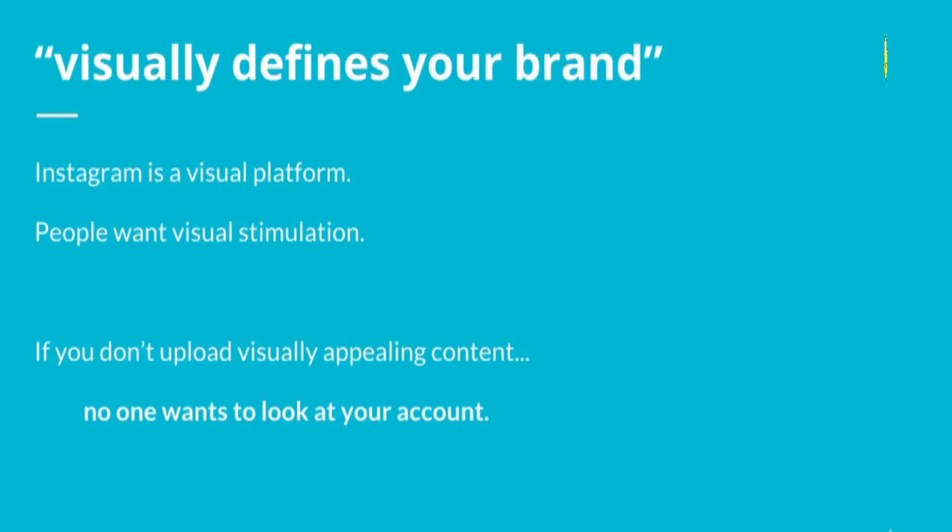So people ultimately who use this platform, they want visual stimulation. That's what they're there for. They're there to see really nice images. They want to see things that are interesting, that stand out from the normal. And that's what you've got to provide if you want to be an outstanding brand on Instagram. So if you don't upload visually appealing content, no one wants to look at your account.